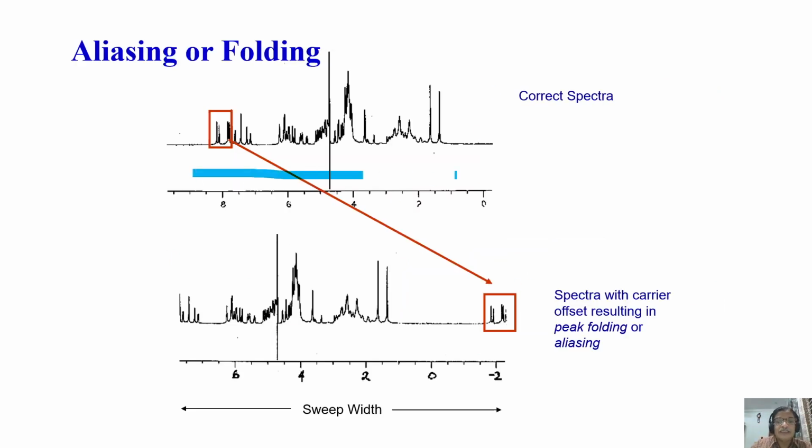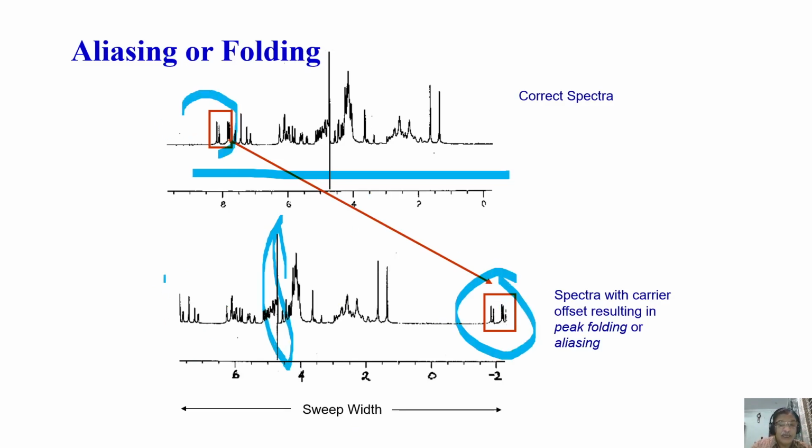Let us say this is the correct spectrum. But if the digital resolution is here, like I say, I am sitting here. This is a carrier offset. I will tell you how to set it. And if there is a peak somewhere here, then it appears as if the peak which is here gets folded here. Let us say sitting from here, I cover this much range.